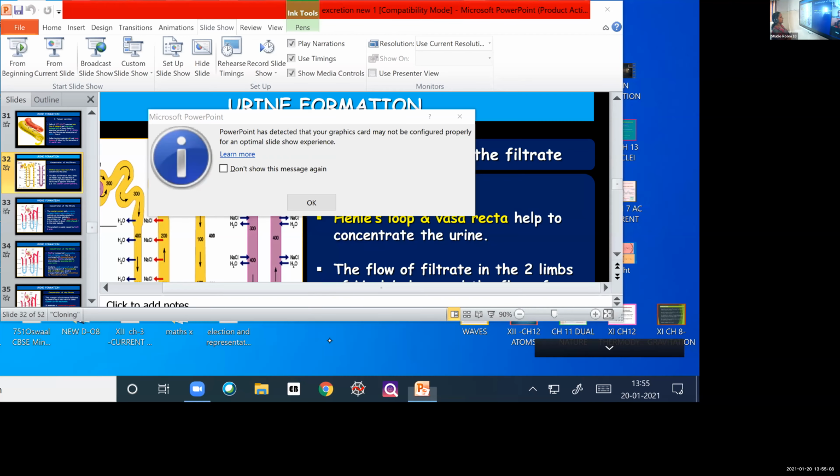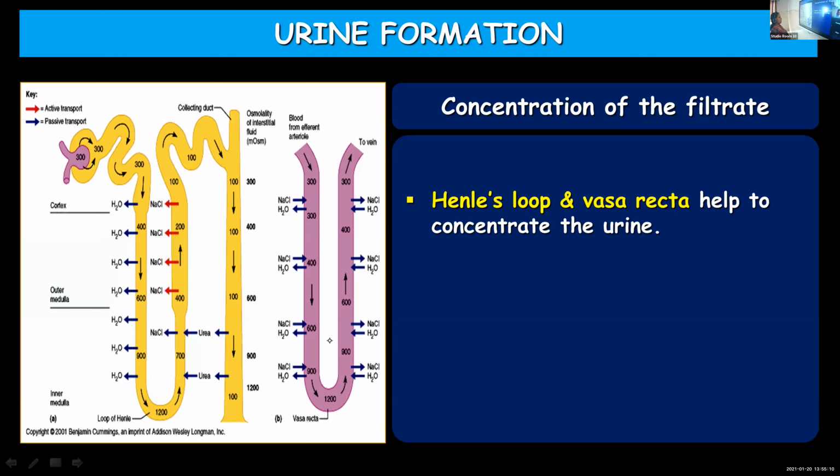Now we are going to learn about urine formation, how urine is getting concentrated. You know that 180 liters of glomerular filtrate is formed per day, but the formation of urine is between 1 to 1.5, or even it can go up to 2 liters, but not more than that. So how is this urine getting concentrated? The concentration of urine is brought about by Henle's loop and vasa recta.